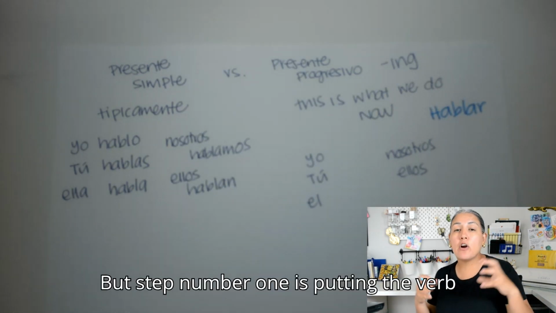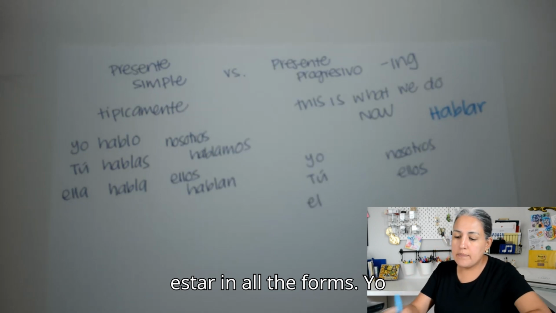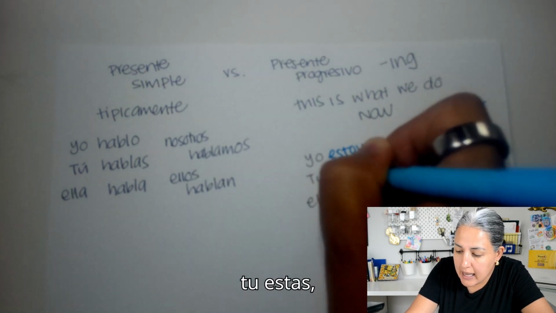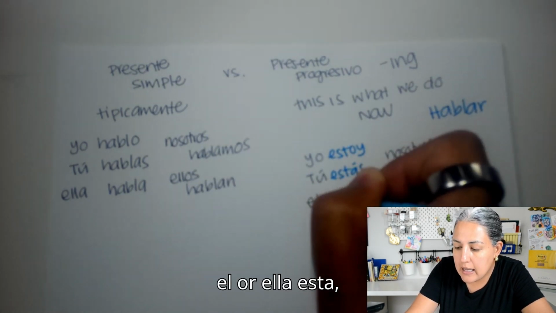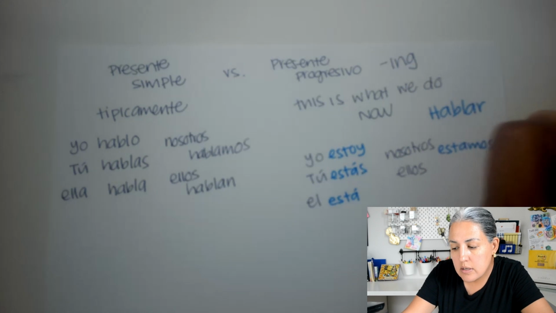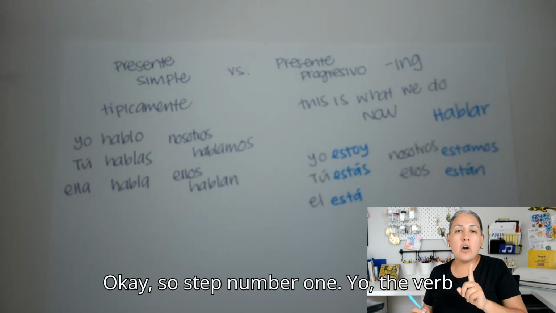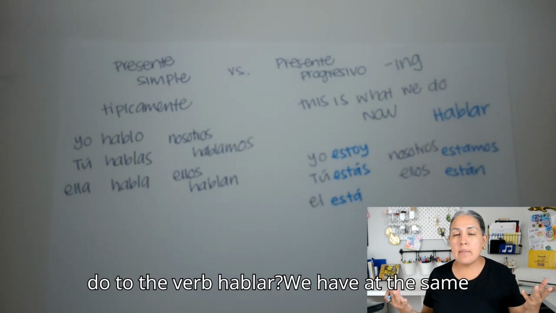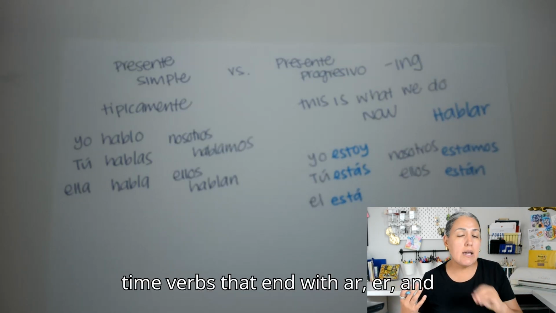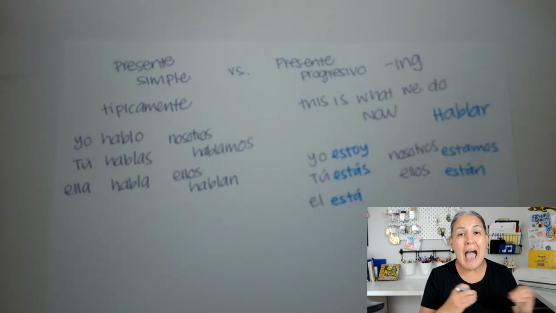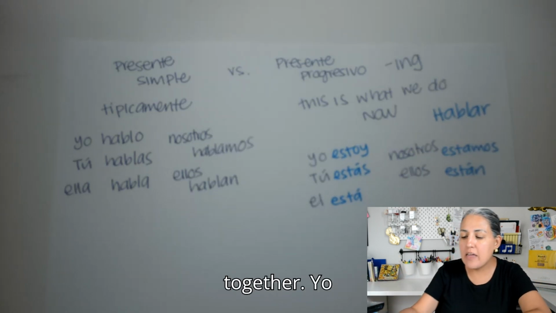But step number 1 is putting the verb estar in all the forms. Yo estoy. Tú estás. Él or ella está. Nosotros estamos. Ellos están. Okay, so step number 1. Yo, the verb estar, yo estoy. Now, what do we do to the verb hablar? We have at the same time verbs that end with AR, ER, and IR. If the verb ends with AR, we're going to change the AR to ando. I'll explain the whole sentence together.